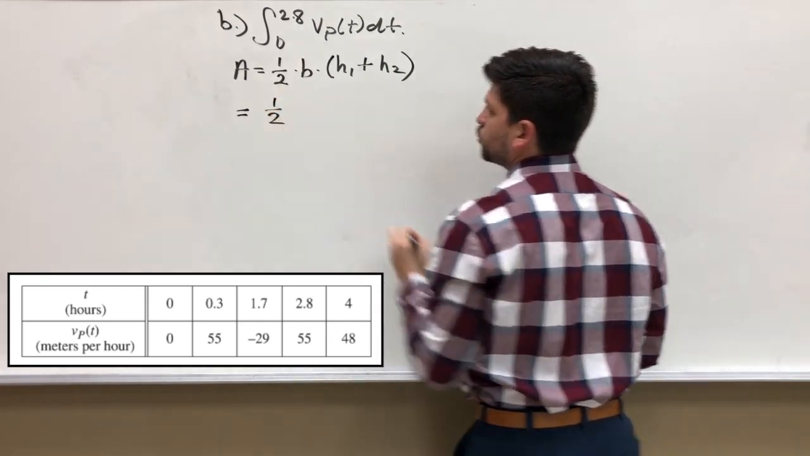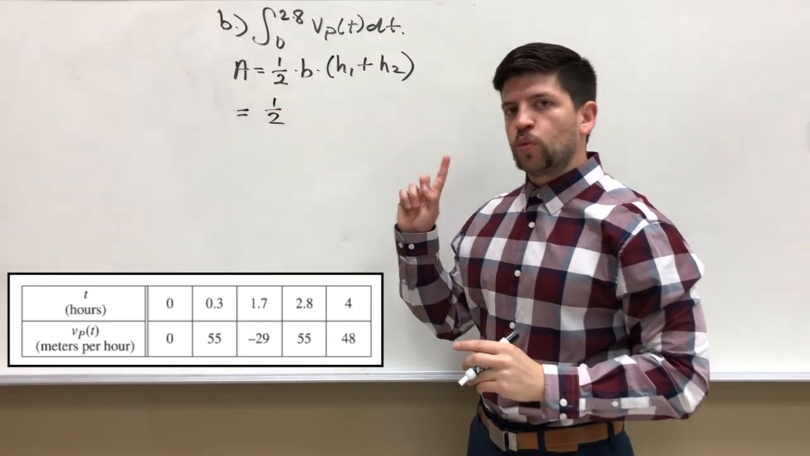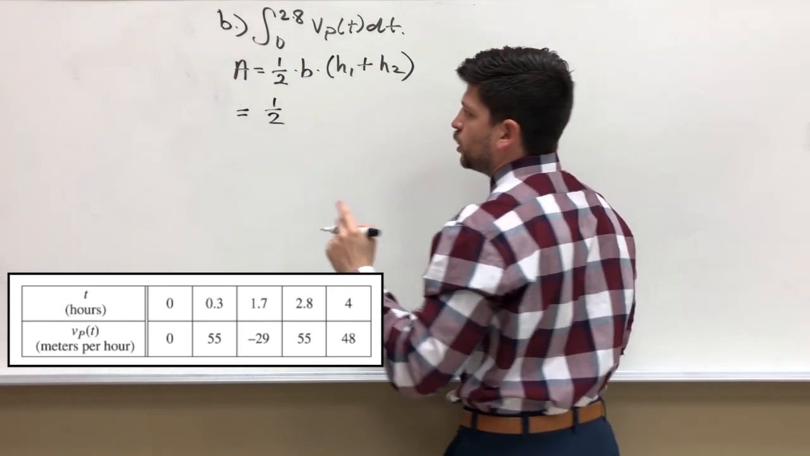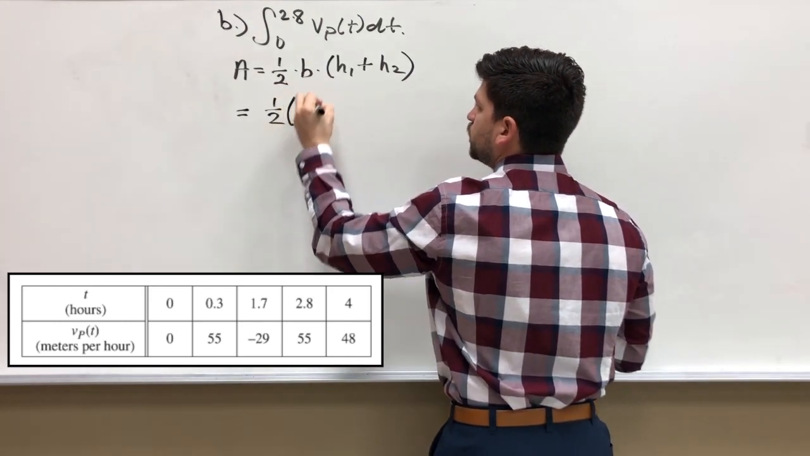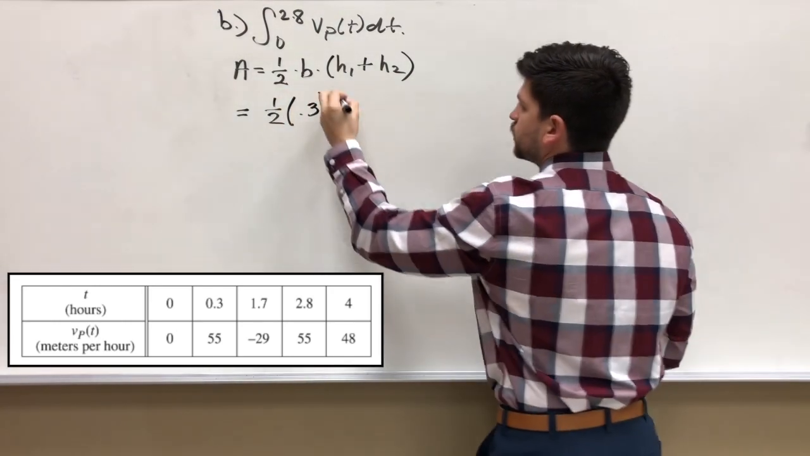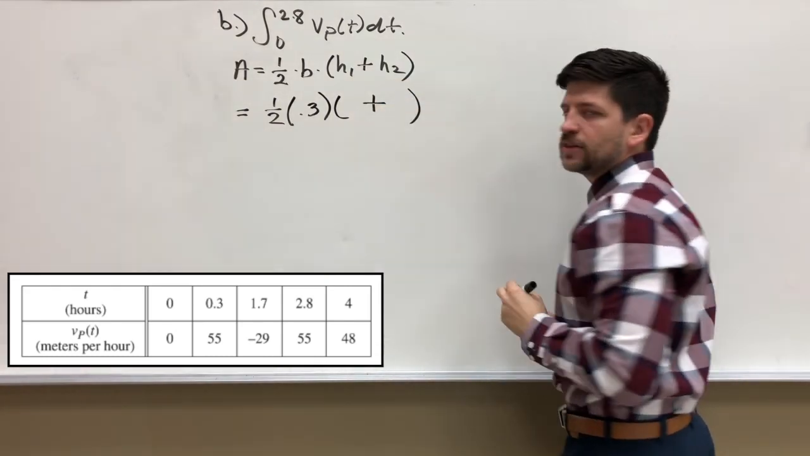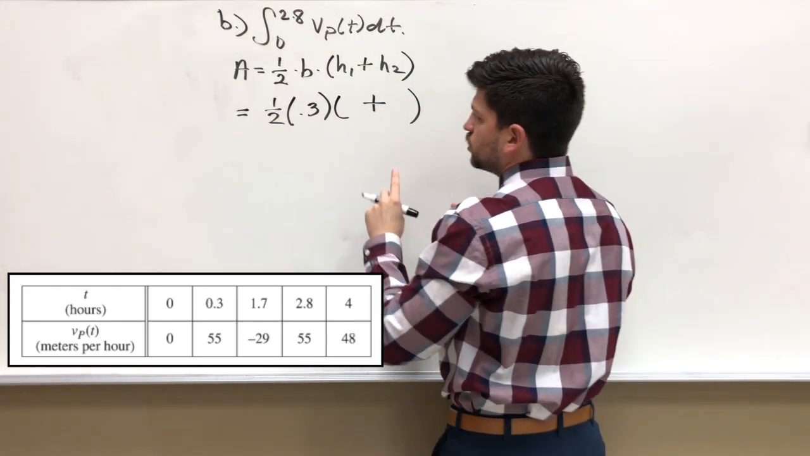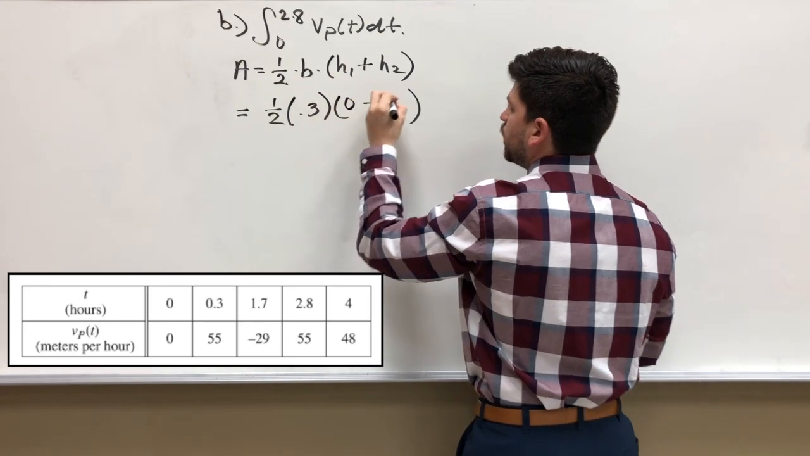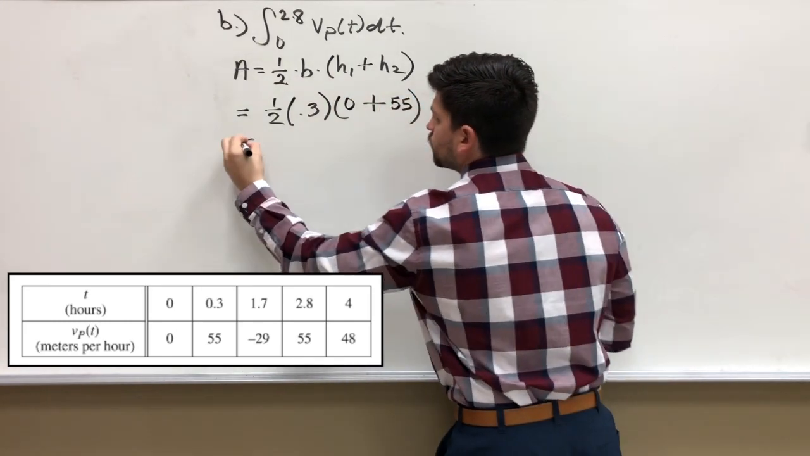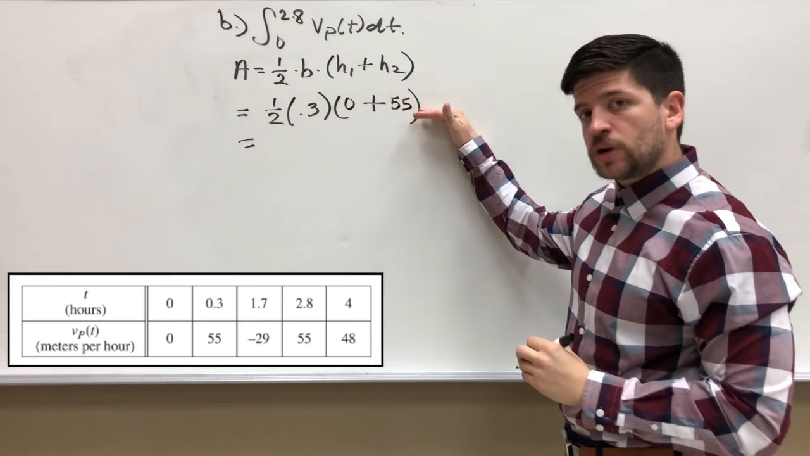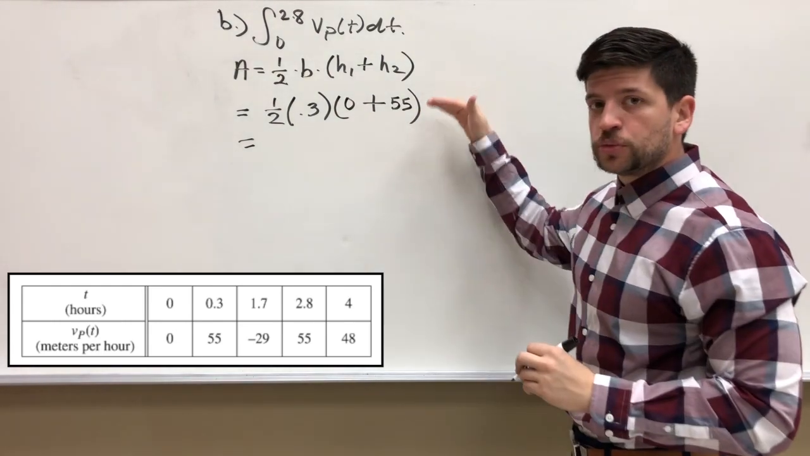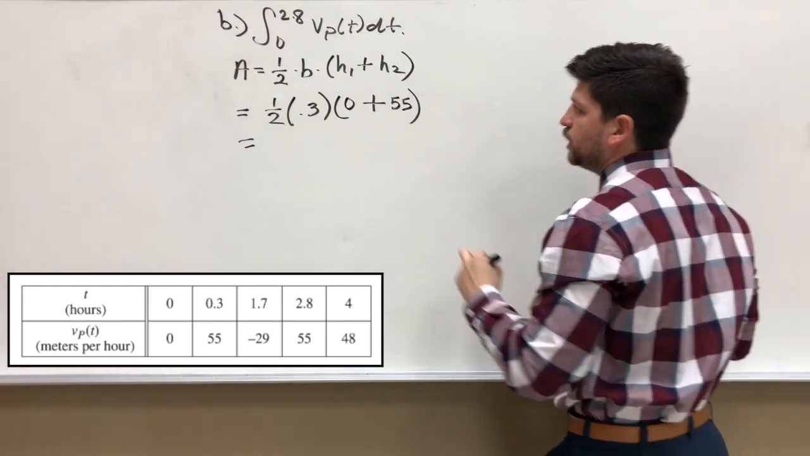So for my first trapezoid, if I notice the width of my interval, I'm going from 0 to 0.3, so that would be a width of 0.3. And then all I do is add the y values at those endpoints of that interval. So that's 0 and 55. So that would be the area of my first trapezoid. Now, I'm doing 3 intervals, so that means I need 3 areas.